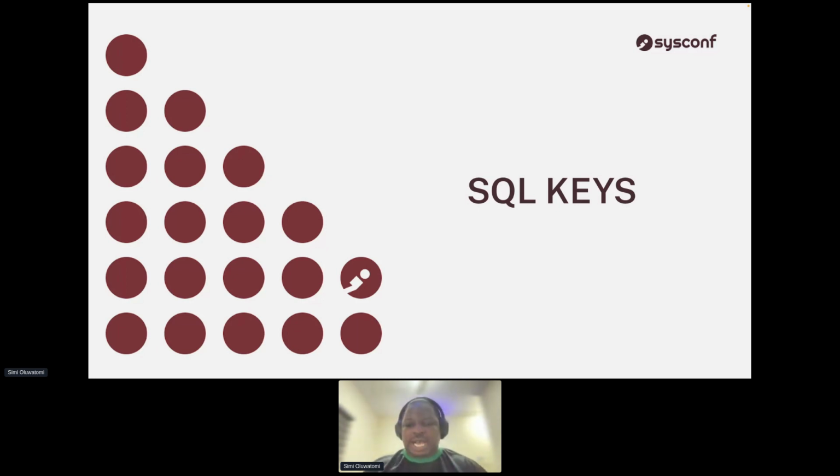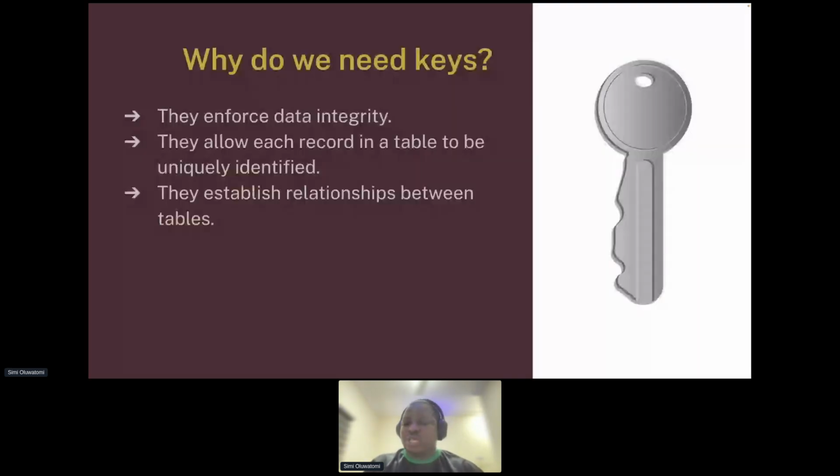So what are the key types that we have? I'm sure you'll be shocked. So, okay, before we go into that, why do we need keys? Number one is that they enforce data integrity. Number two is that they allow each record in a table to be uniquely identified. And then number three is that they establish relationships between tables.